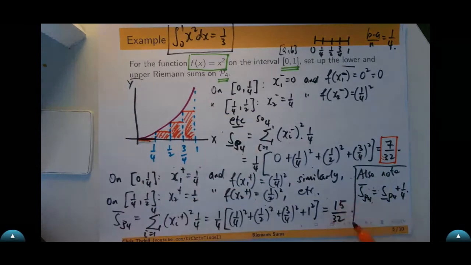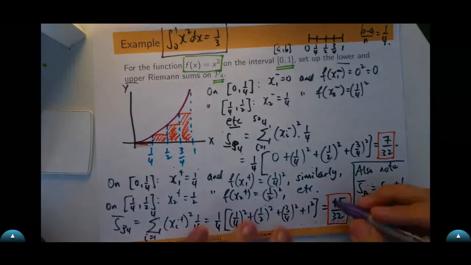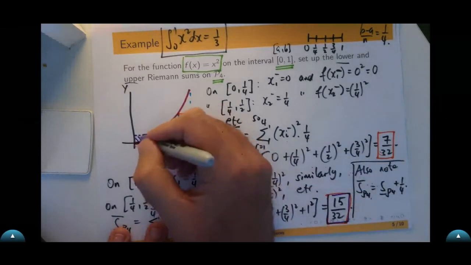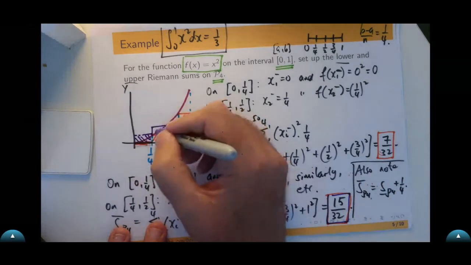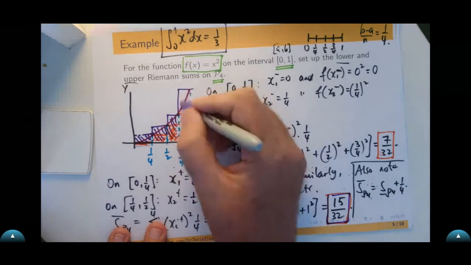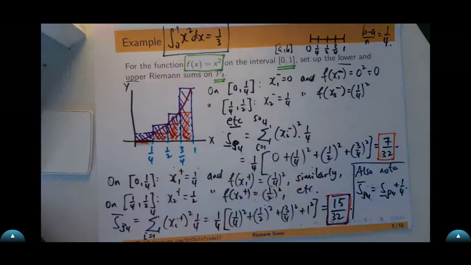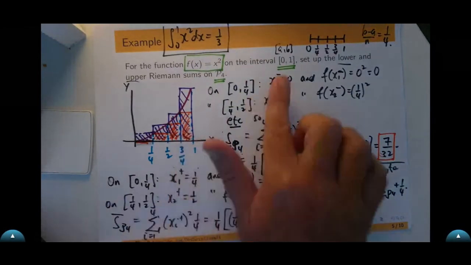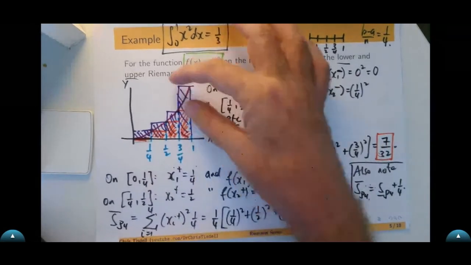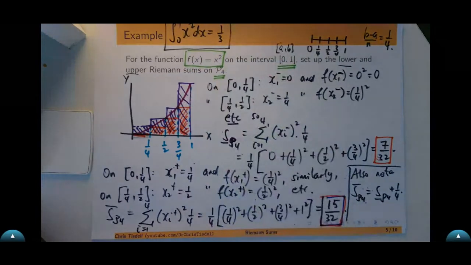Okay, and what is this? Actually, let me do that in a different color. What is this? That is that area plus that area plus that area plus that area. Okay? And so what you can do, if you take lots and lots of subintervals, you can squeeze these together and the two areas actually merge. They merge together. Oh my goodness.